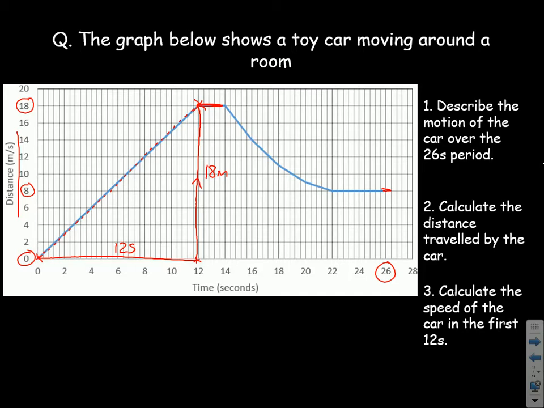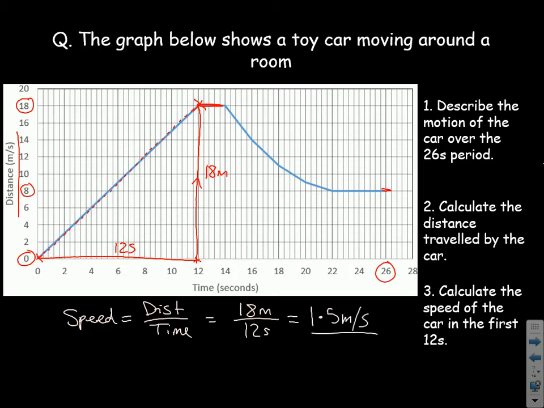So to calculate our speed equals distance divided by time taken, or rise over run. So our distance is 18 meters over a time period of 12 seconds. So 18 divided by 12 gives us 1.5. 1.5, don't forget our units. Speed is meters per second. So that would be the speed of the object from 0 to 12 seconds, 1.5 meters per second.